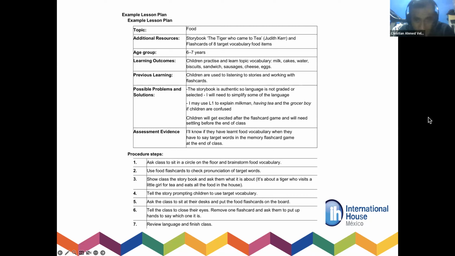5, ask the class to sit at their desk and put the food flashcards on the board. 6, tell the class to close their eyes. Remove one flashcard and ask them to put up hands to say which one it is. And 7, review language and finish class.